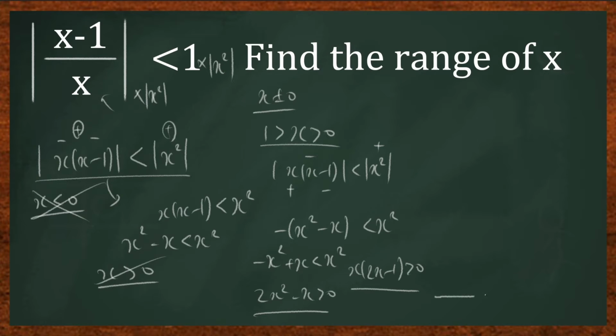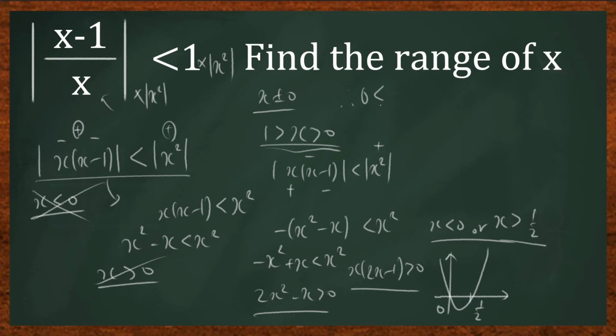If you find the range of x from this quadratic inequality, it will be drawn like this, and x is less than 0 or x is greater than 1/2. If we find the intersection of both ranges, 0 to 1 and less than 0 or greater than 1/2, x will be greater than 1/2 and less than 1.